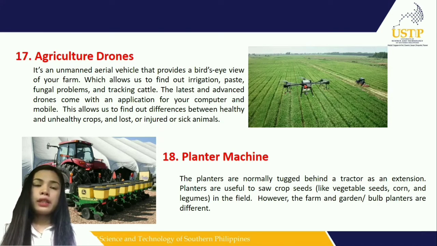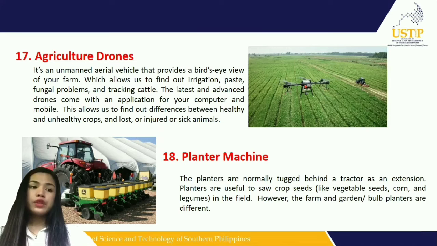Number 18, planter machine. The planters are normally tugged behind the tractor as an extension. Planters are useful to sow crop seeds like vegetable seeds, corn, and legumes in the field. However, the farm and garden or bulb planters are different.